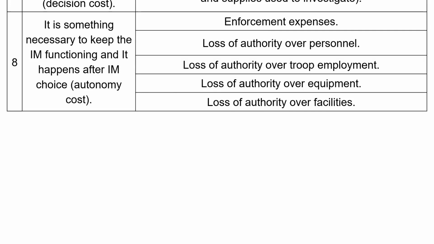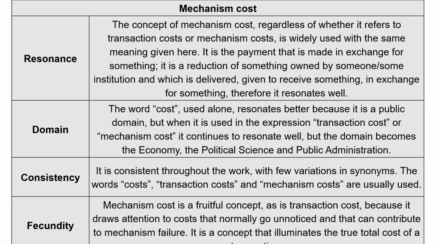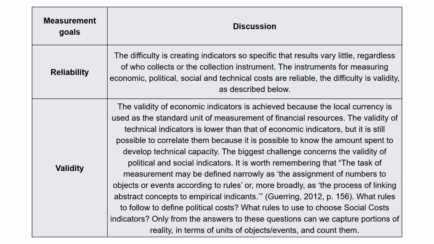Okay, so that's it. I put in the attached file all the discussion according to Gering's criteria, and I attached all the discussion about reliability and validity. But the way I see it, what is hardest is to find specific indicators to measure political costs and social costs. That's the biggest challenge. Okay, that's it.